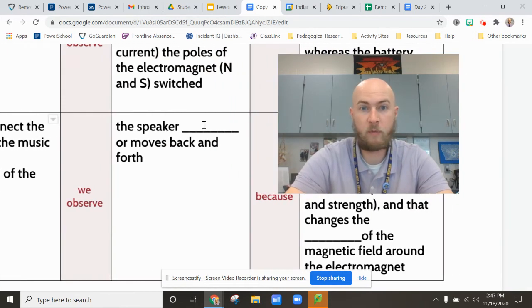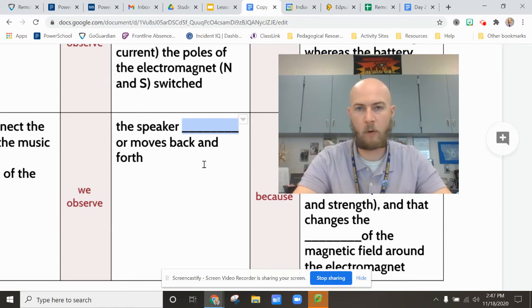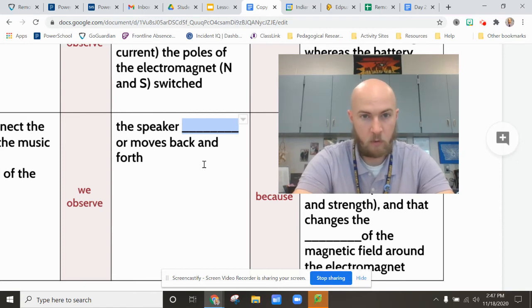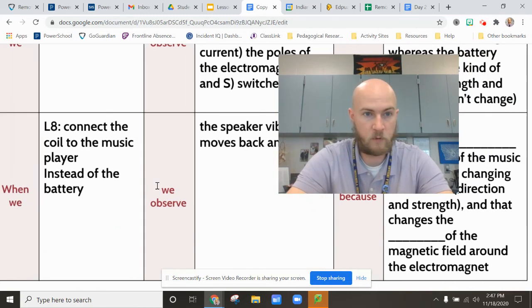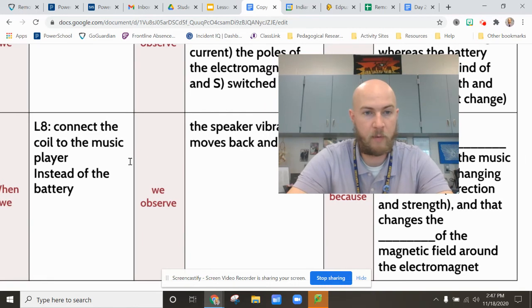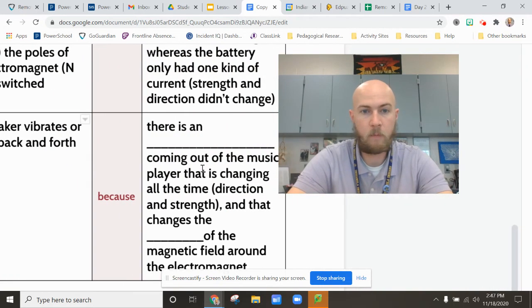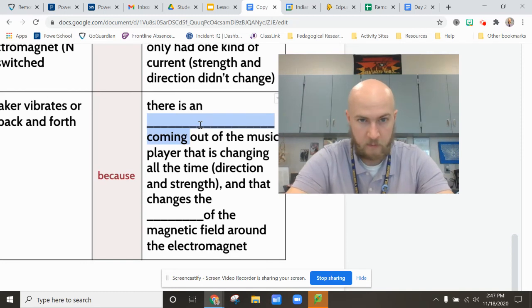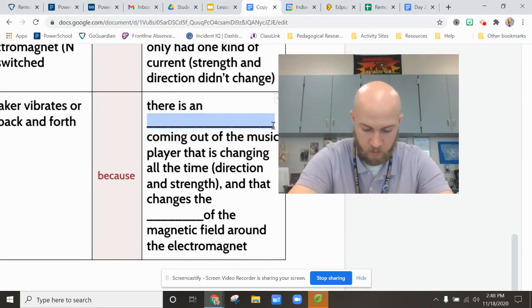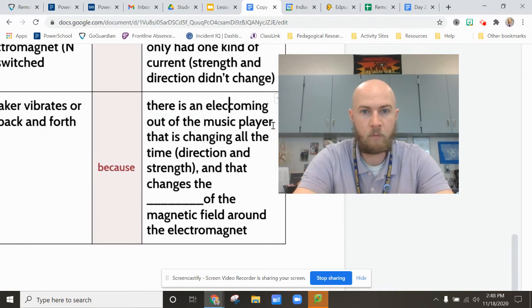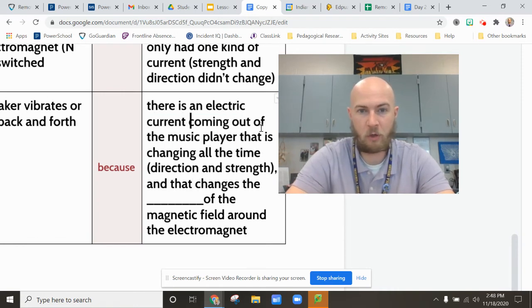Now, when we connected our coil to the music player, we observed something happen, and it was with a certain device next to that coil of wire. And what was that device? It was a compass. So the speaker, right, and when we put the compass next to it, we noticed that it kind of vibrated. So the speaker vibrates or moves back and forth. So when we connect the coil to the music player instead of the battery, the speaker vibrates and moves back and forth. And the reason it's vibrating is because, as in our other explanations, go back to electric current. There's an electric current coming out of the music player that is changing all the time in direction and strength.